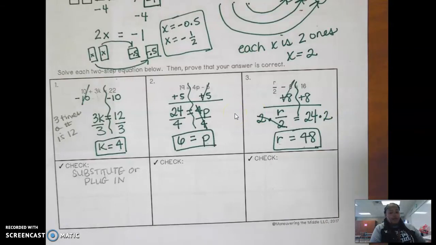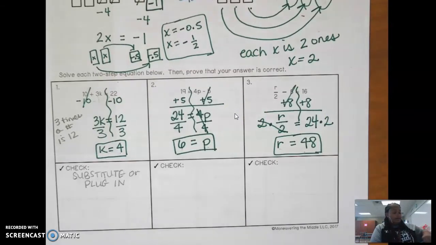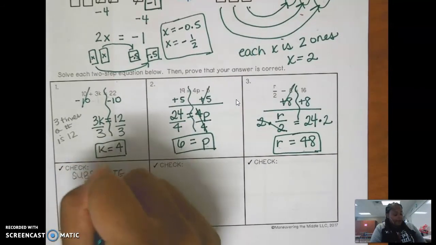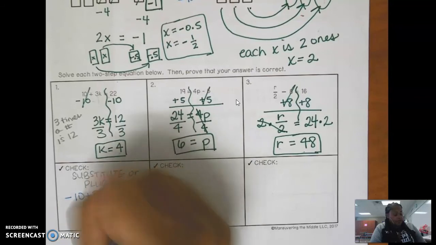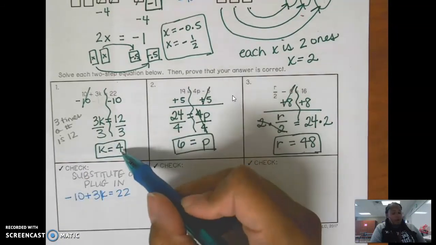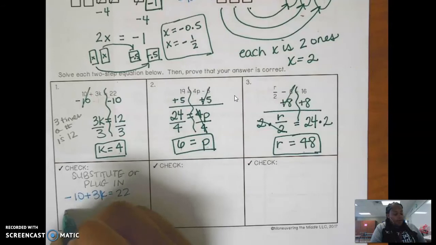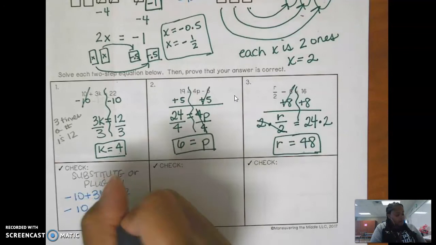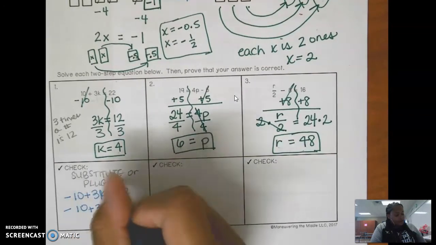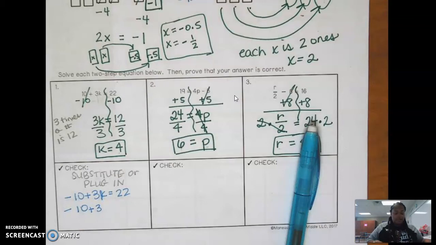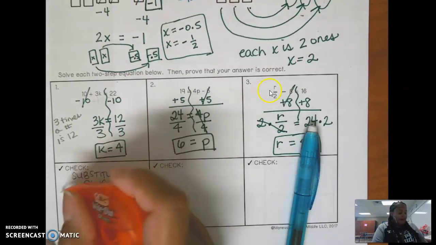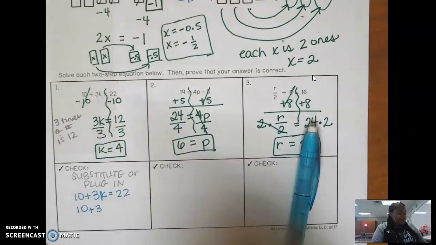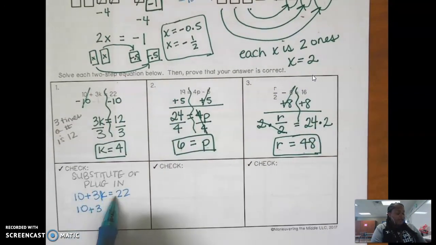Here's what that looks like. Negative 10 plus 3k equals 22. k is 4. So I'm going to put negative 10 plus 3. Oh, not negative 10. My bad. Regular 10. I was looking at this negative 10. Regular 10 plus 3k equals 22.